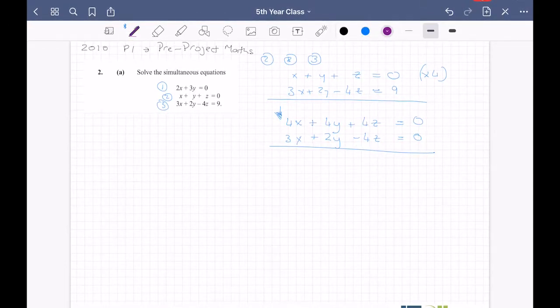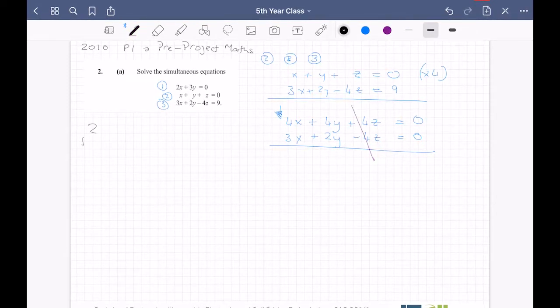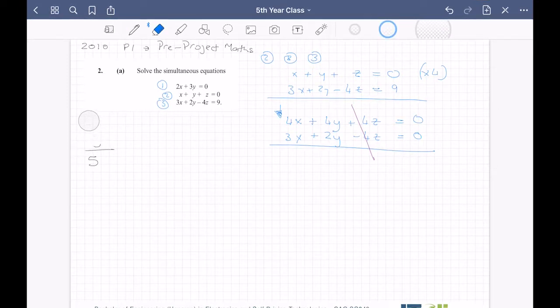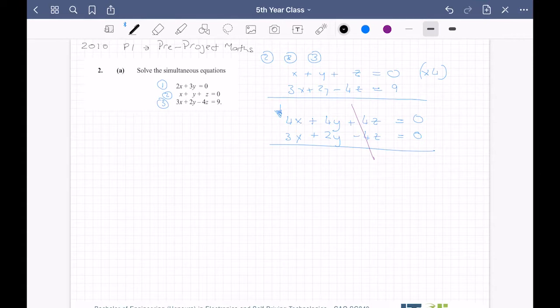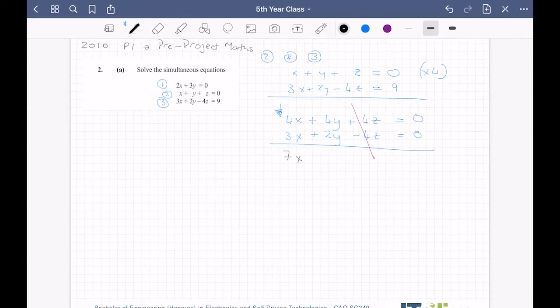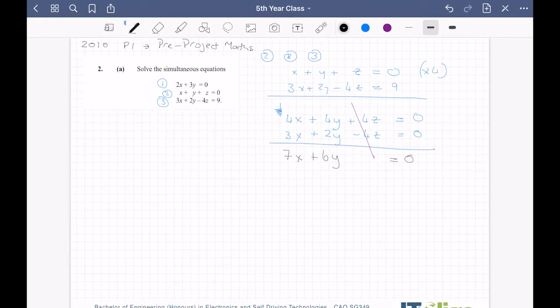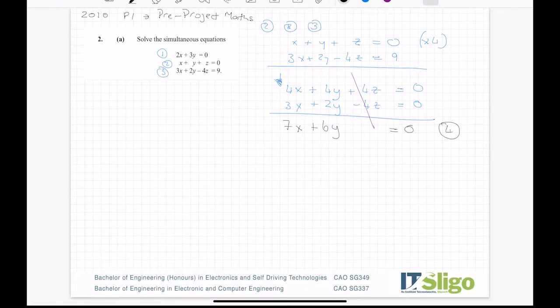Plus 4z minus 4z cancel. It's like an old-fashioned sum that you would have done in national school. We just put a line under them and we add them. So 4x plus 3x is 7x. 4y plus 2y is plus 6y equals 0. And that gets called equation 4.